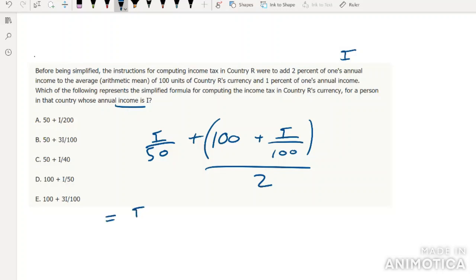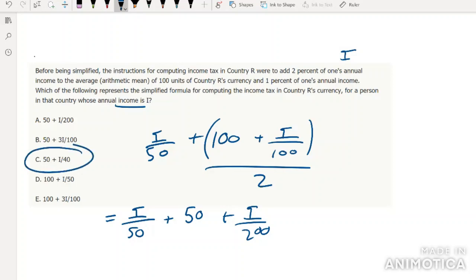So that's in other words I over 50 plus 50 plus I over 200, which, just looking at the answers, that has to be 5I over 200, so I over 40, that one.